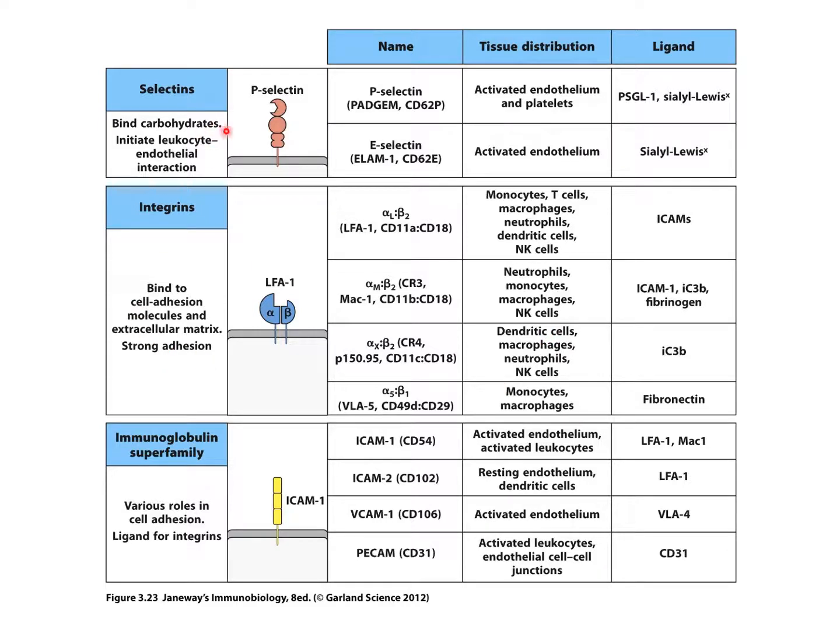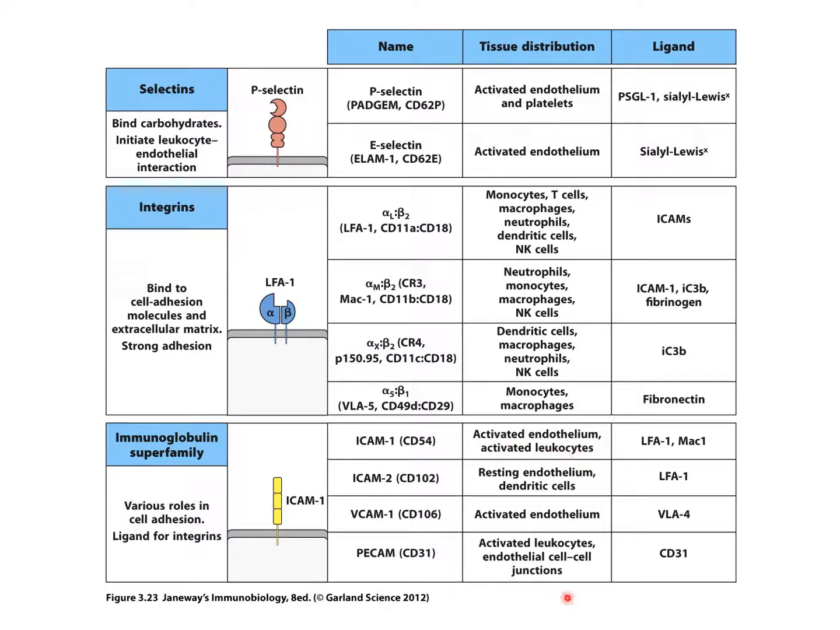This is a strong adhesion. This, with selectins, is a very weak adhesion. Strong adhesion, very tight. The ICAMs. These are also going to be expressed on the surface of endothelial and leukocytes. These are going to interact very strongly. LFAs on the surface of the monocyte, the neutrophil. ICAMs are mostly going to be on the surface of the endothelium.